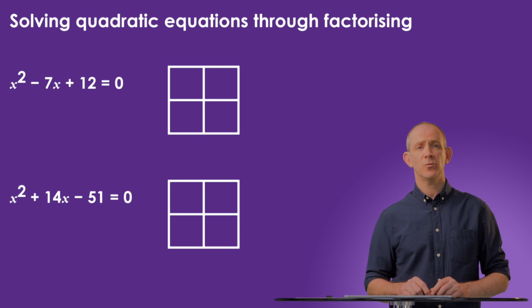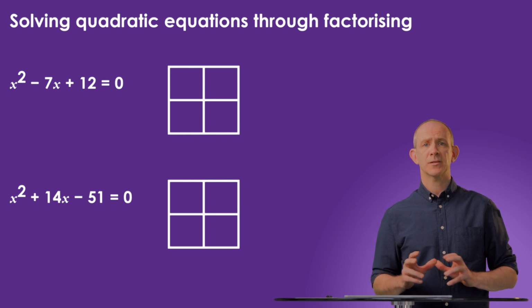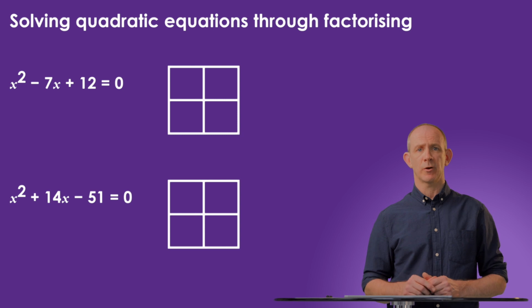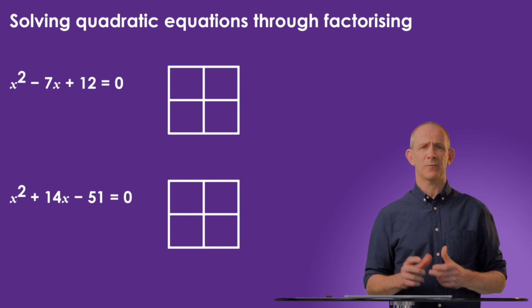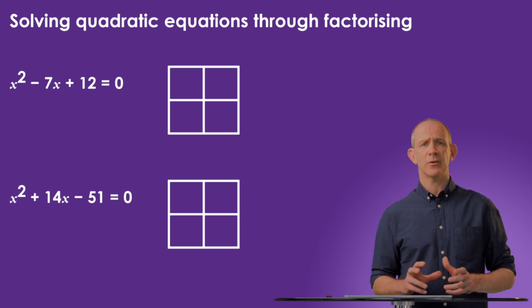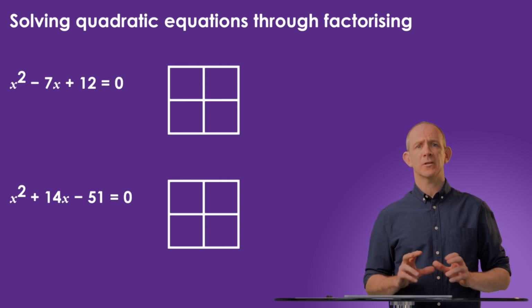In this next equation we have x squared minus 7x plus 12 equals 0. Here I'm going to use the grid method again, but you can use the FOIL method if that's what you're used to. Pause the video now and press play when you'd like me to calculate the answer.